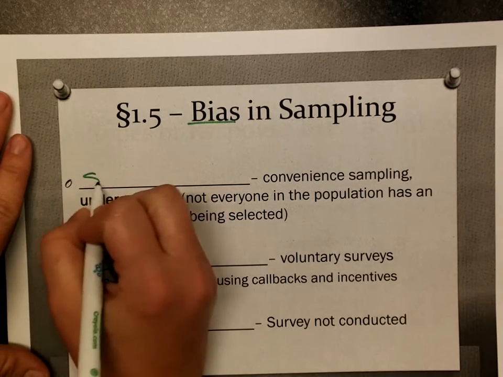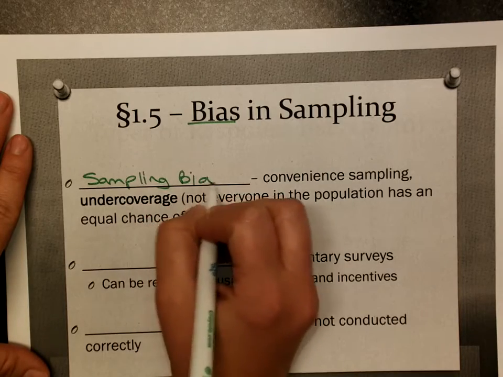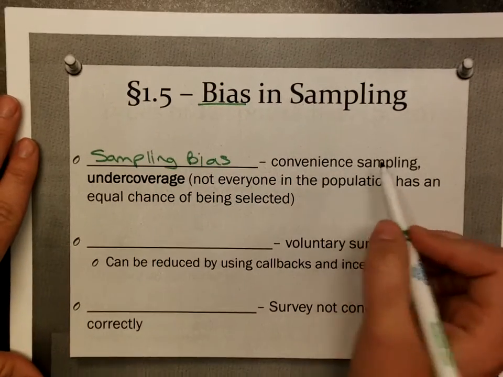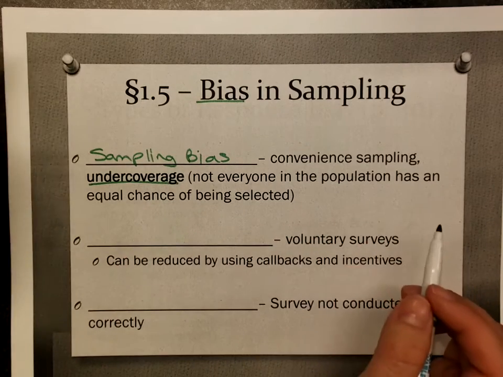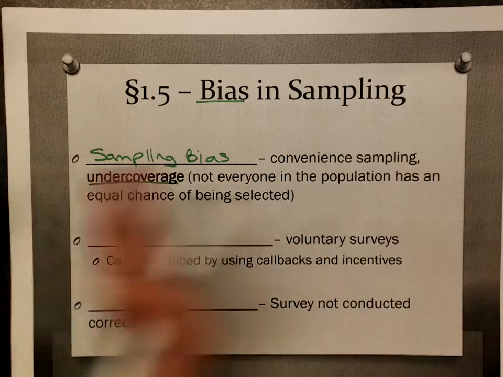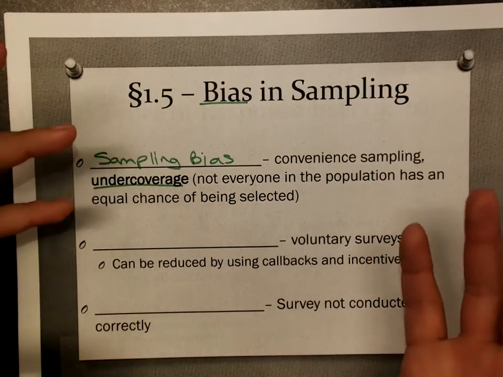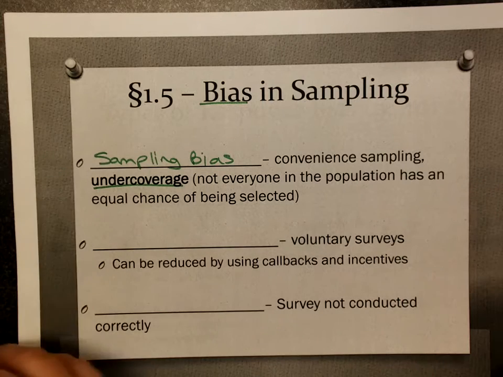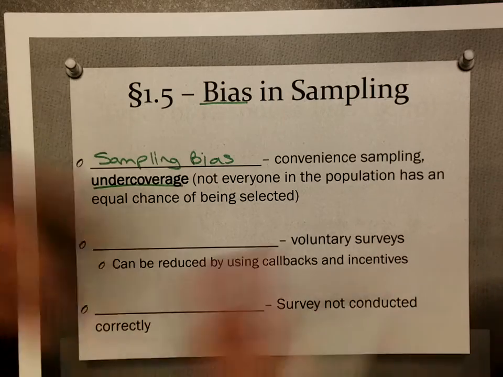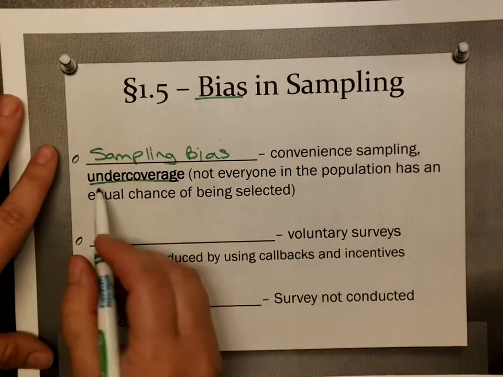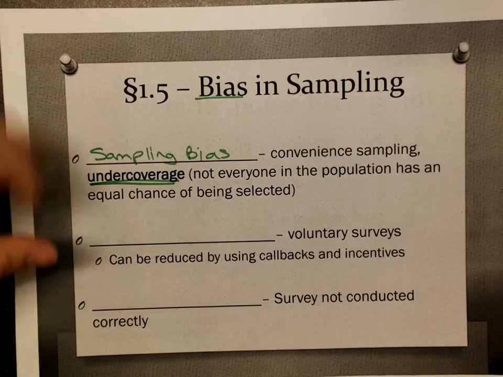So there's one kind called sampling bias. This is when we have convenient sampling or under coverage, so not everyone has had a chance to be selected. So the sample itself is bias. Maybe you only asked people in a wealthy neighborhood, or you only asked younger people, or you only asked, it just depends. So you've under coverage, you have not represented the population, and you have sampling bias.